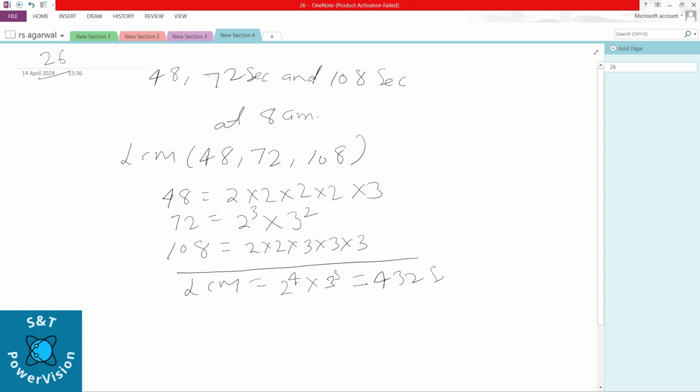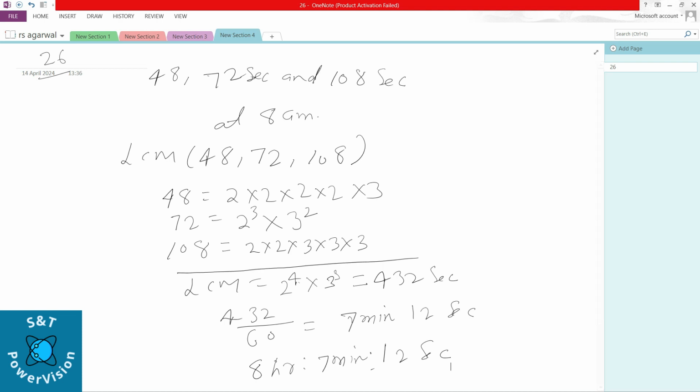which is 432 seconds here. If we change this 432 into minutes, the answer will be 7 minutes 12 seconds here. Since the first time they changed at 8 a.m., the next time they will change again at 8 hour 7 minute 12 second.